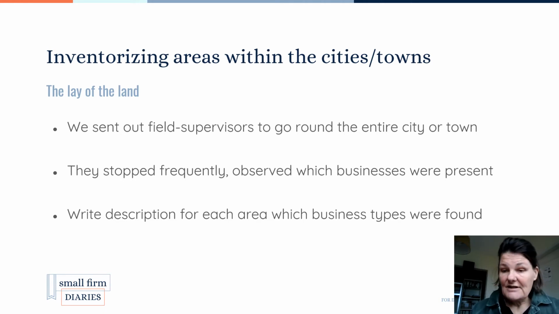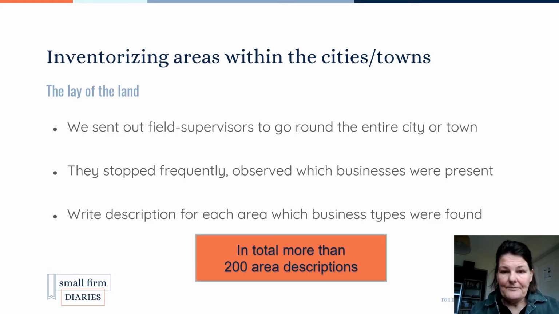Of course, they would see some shops, but did they also see factories? Did they see small manufacturing places? Did they see any agri-processing? So we got lists and lists of descriptions of different places.